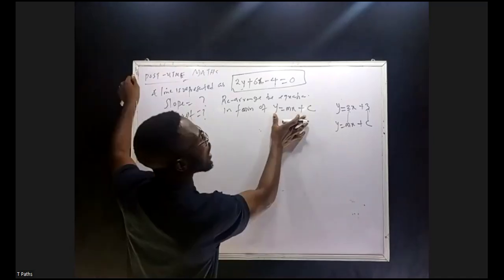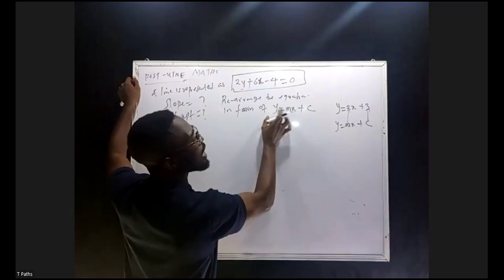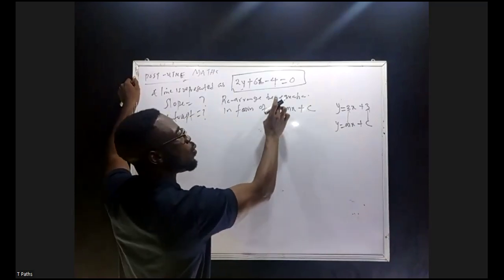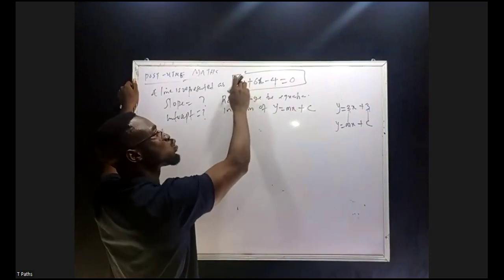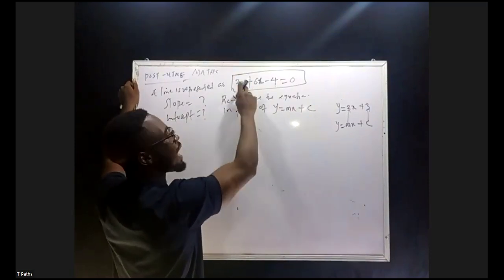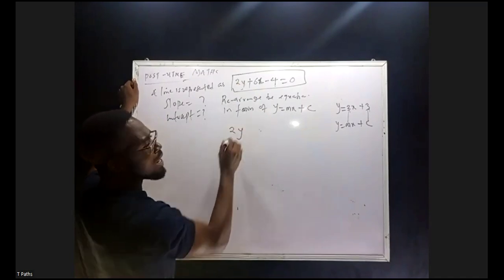Now, what is unique about this equation? The first thing that is unique about this equation is that the y stands alone. But here, what do I have? 2y. So the very first thing is that I will make my 2y stand alone.